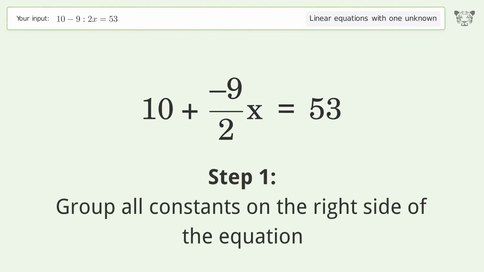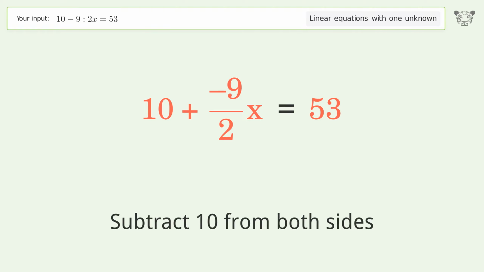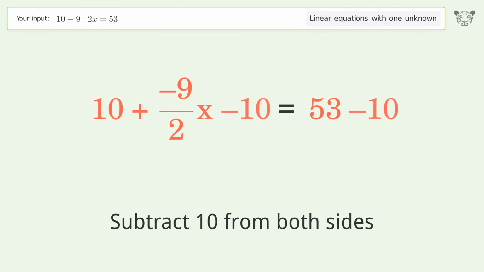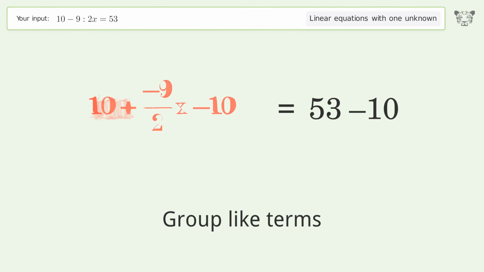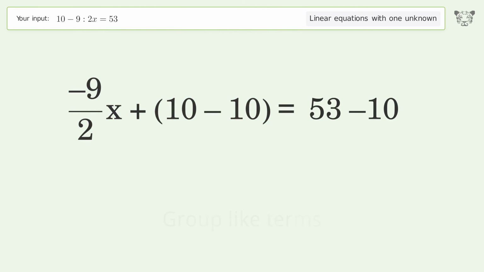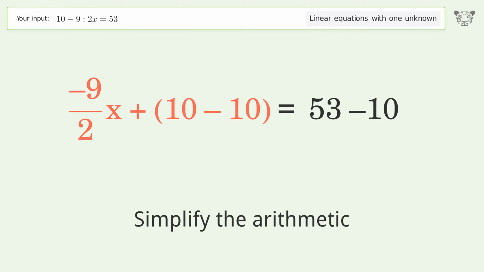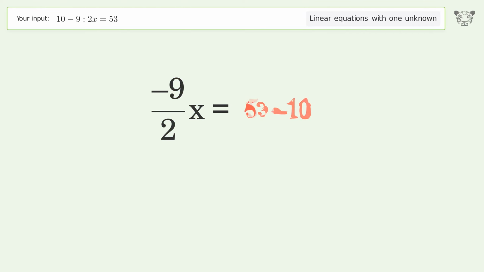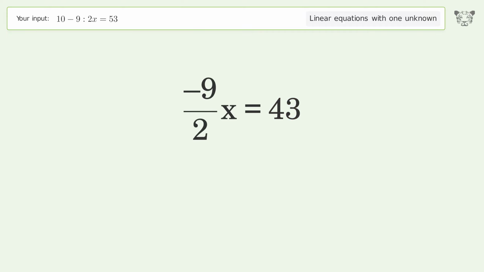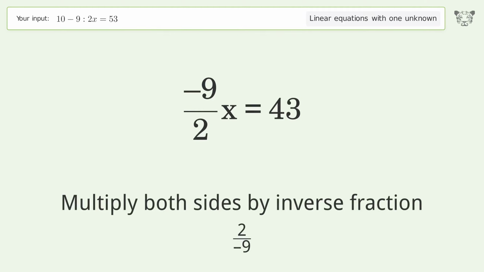Group all constants on the right side of the equation. Subtract 10 from both sides. Group like terms. Simplify the arithmetic. Isolate the x. Multiply both sides by the inverse fraction 2/9.